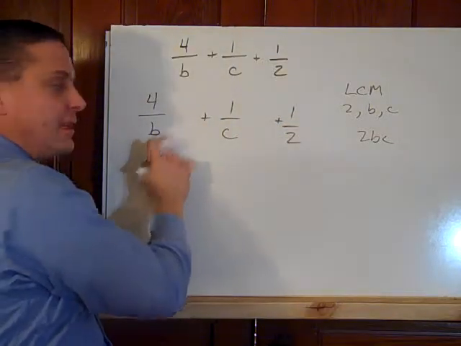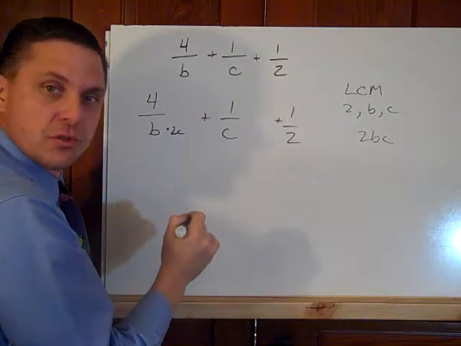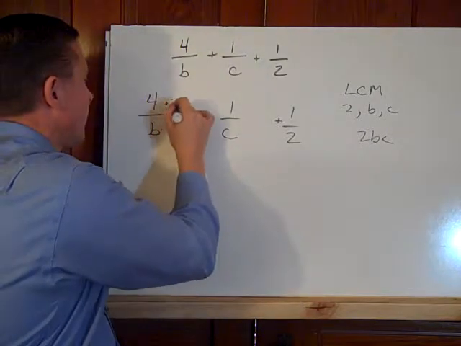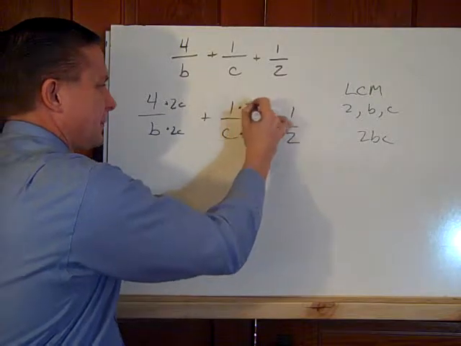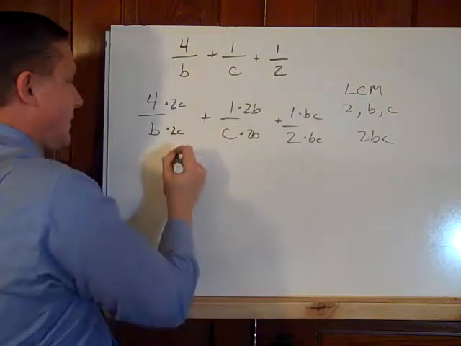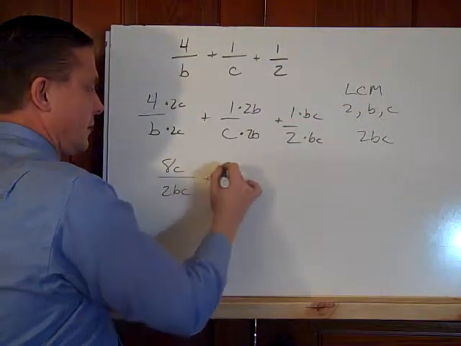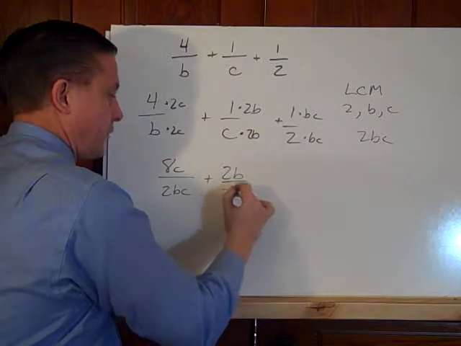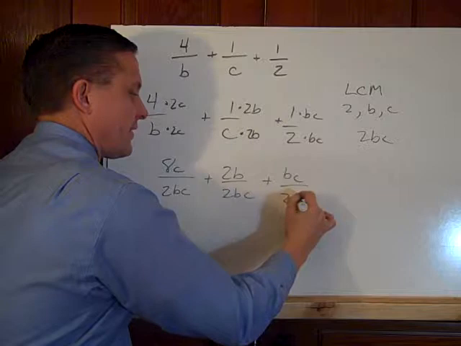Alright, the B needs a 2 and a C, so I multiply by 2C. Whatever I do to the bottom, I must do to the top. This needs a 2B, and this needs a BC. Now I'm going to rewrite this: 8C over 2BC plus 2B over 2BC plus BC over 2BC.